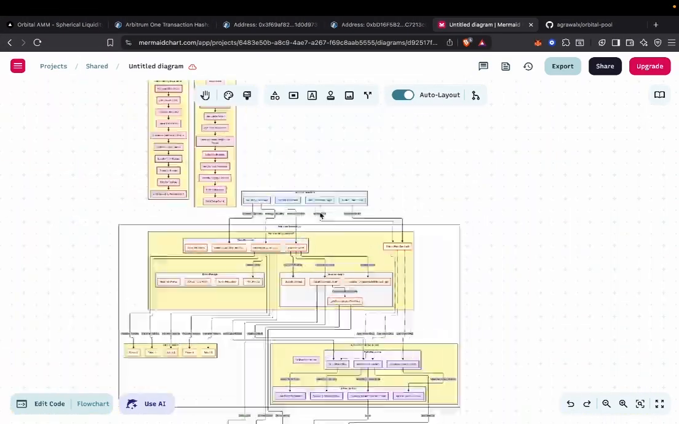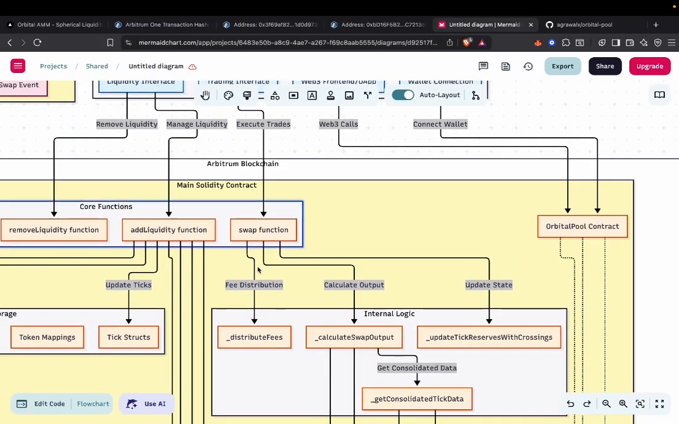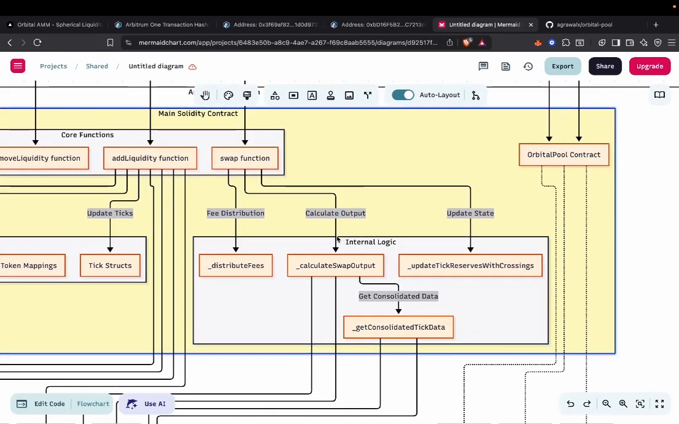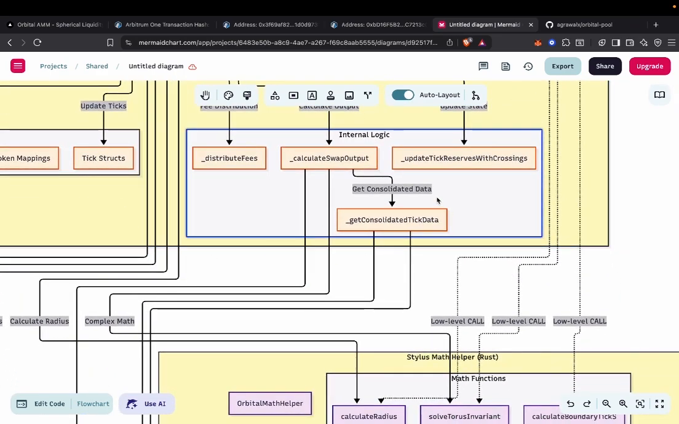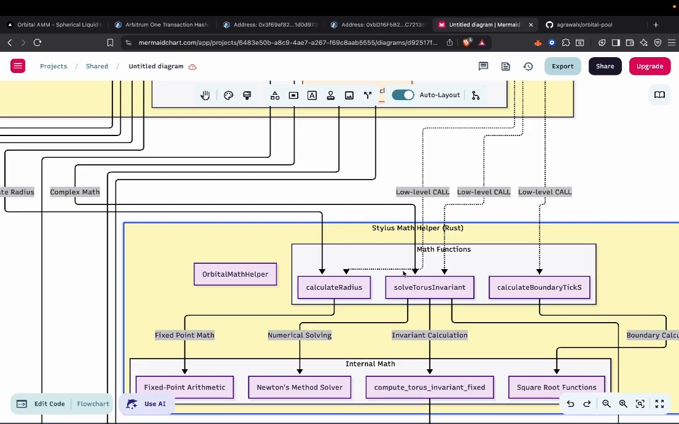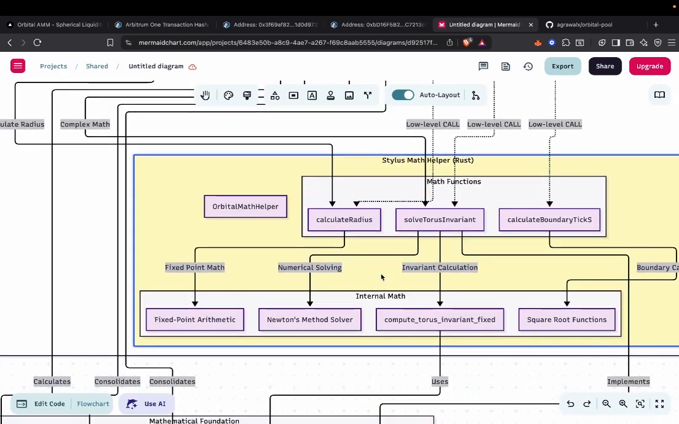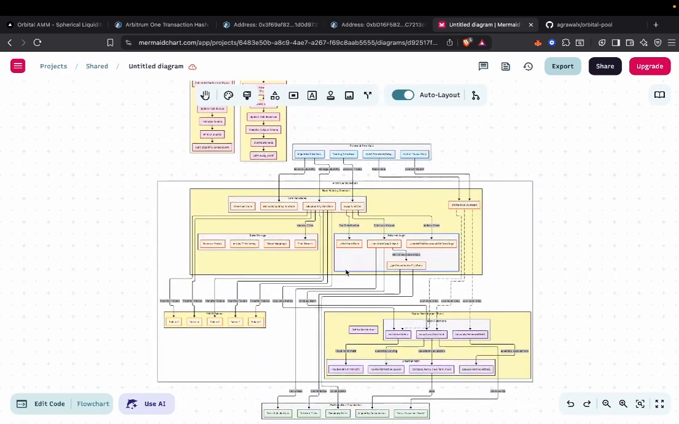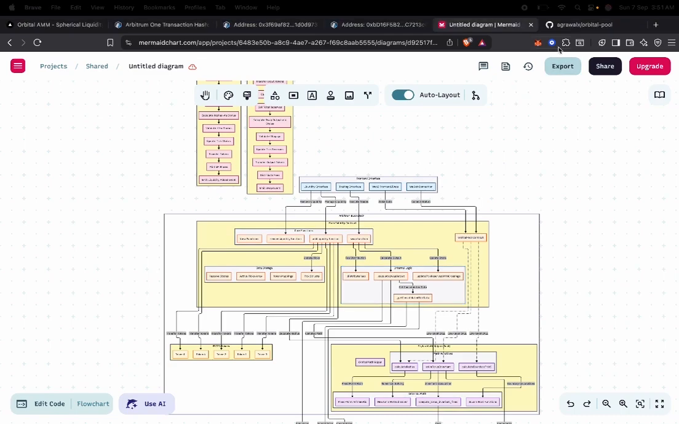So this is our swap function. In the swap function, we calculate the output. It calls this underscore calculate output function, which goes to the Stylus contract, and it calculates functions like calculate radius, solve torus invariant, and calculate boundary ticks. So using all of these parameters, we generate the final output value, which is being sent to the Solidity contract. So that's how it's done.